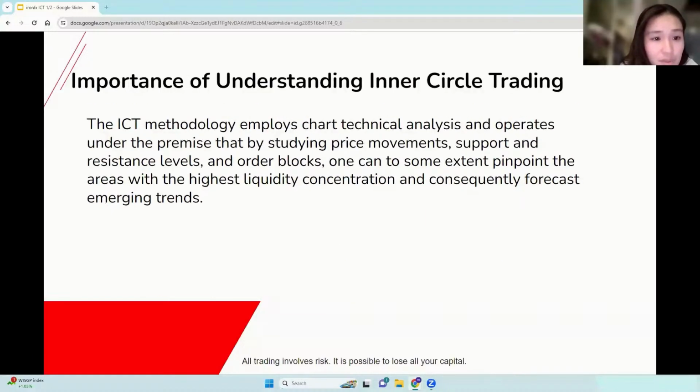So why exactly is it important for us to understand what ICT is? In today's highly volatile and competitive financial markets, having a deep understanding of how the markets operate can give you a significant edge as traders. By mastering the ICT techniques, you can enhance your ability to identify high probability trading opportunities and effectively manage your risk. It basically employs chart technical analysis and operates under the premise that by studying price movements, support and resistance levels, and order blocks, one can to some extent pinpoint the areas with the highest liquidity concentration and consequently forecast emerging trends.